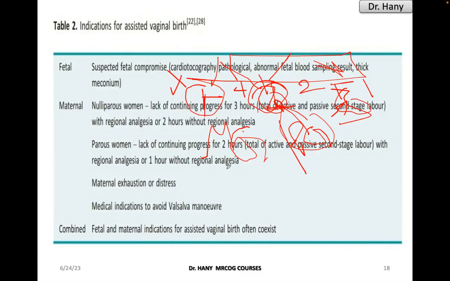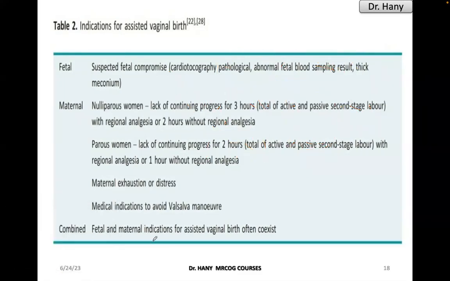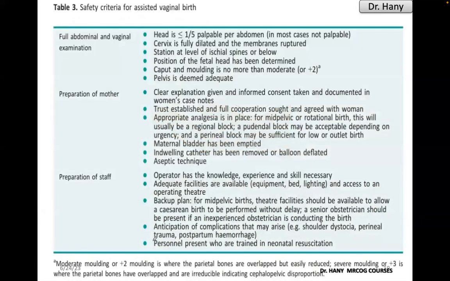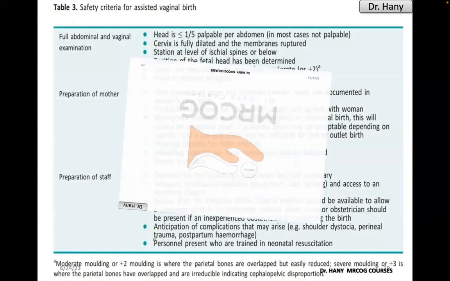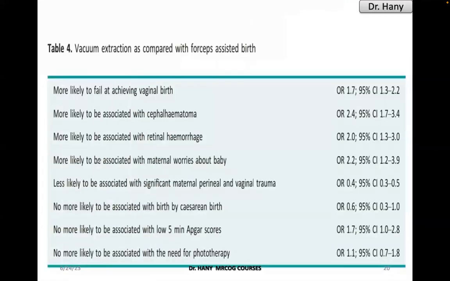Primigravida for 3 hours. Okay. And usually the indication will be maternal delay and fetal compromise. This is the assessment, either to do it abdominal, vaginal, and prepare the woman, or to do the APC approach. This is the comparison between the vacuum and the forceps.